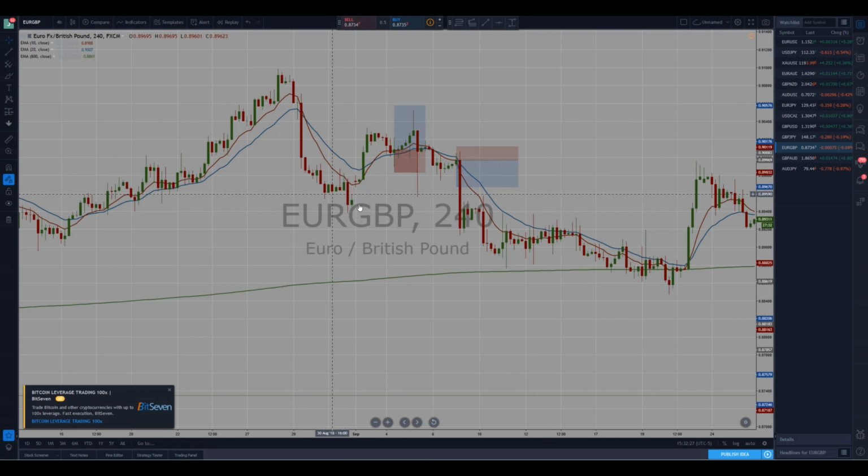All right. Let's see here. This would have been your next entry, right? This pin bar right here. This unfortunately also looks like it is going to be a loss. Yep. So there's 2 losses in a row.